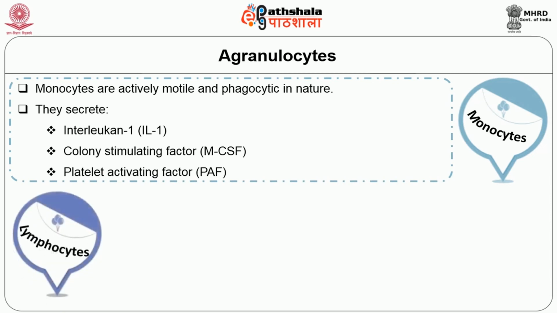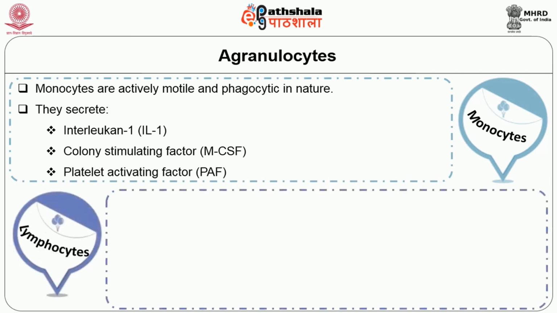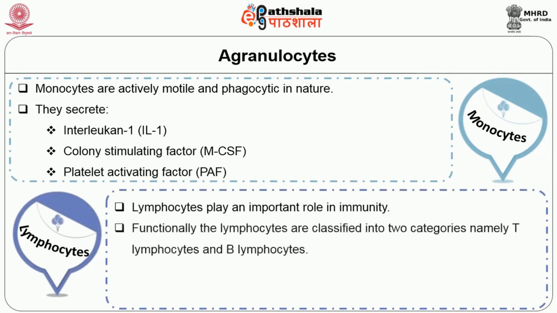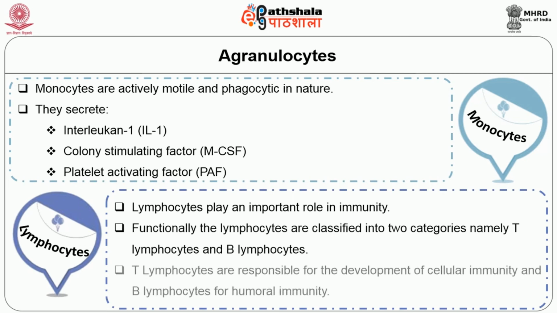Next, the lymphocytes. Lymphocytes play an important role in immunity. Functionally, the lymphocytes are classified into 2 categories, namely T lymphocytes and B lymphocytes. T lymphocytes are responsible for the development of cellular immunity, while B lymphocytes are responsible for humoral immunity.